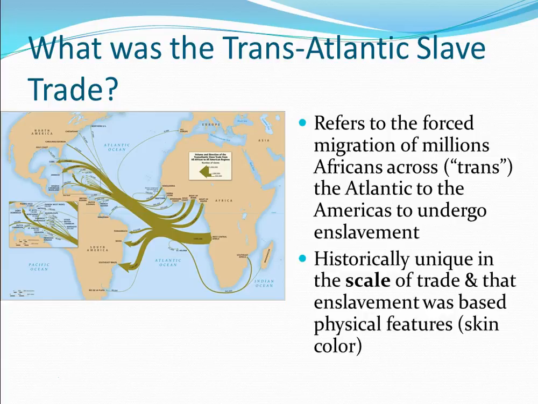So the transatlantic slave trade is historically unique in both the scale of the trade and the time period of the slave trade, and that enslavement was based on physical features, i.e. skin color, so that they believed that the Africans were the ones supposed to be the slaves. So this is a historically unique aspect of slavery. Before, in ancient Rome, ancient Greece, slavery existed. It was still brutal, but it was not based on the color of your skin.